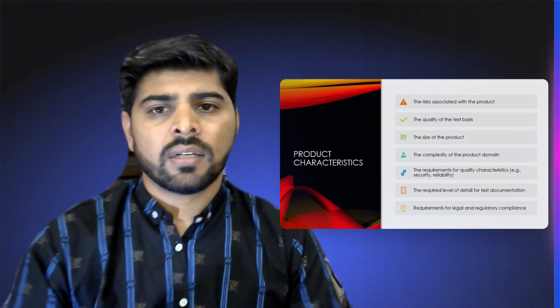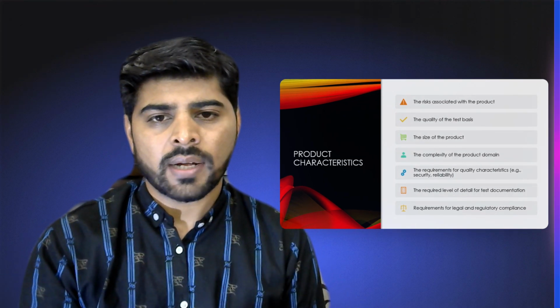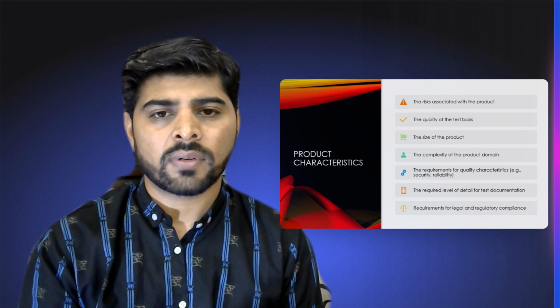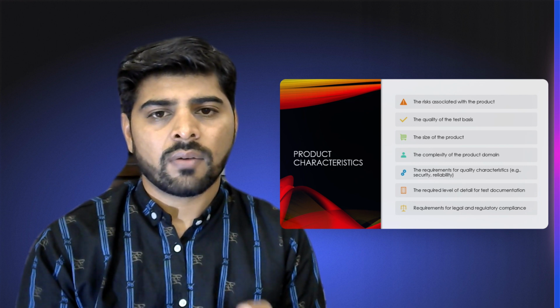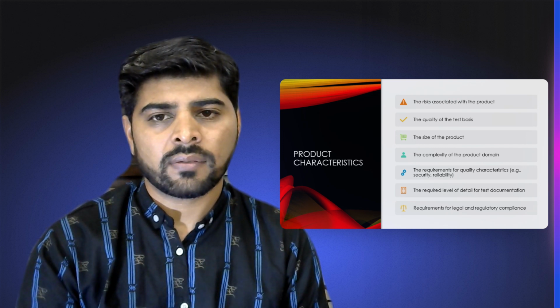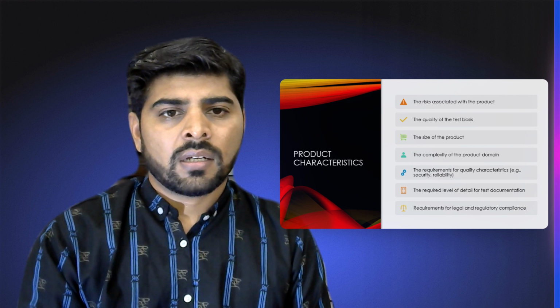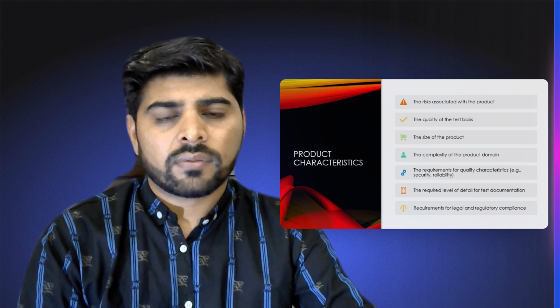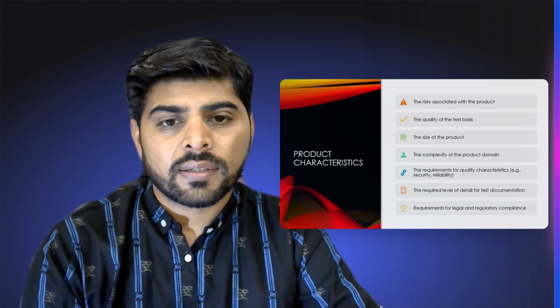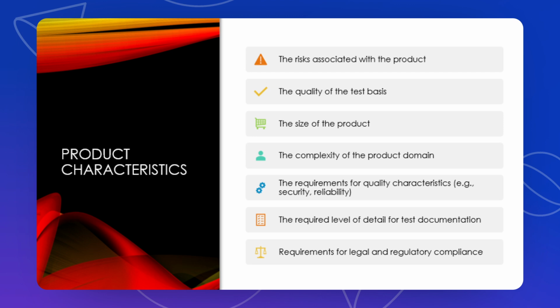So we have product characteristics and project characteristics. The product is the product which we are building for our client. In project characteristics, there is the size of the project, which can be small or big. Then there is the risk associated with the product, the quality of the test basis, the complexity of the product domain, and the requirements for quality characteristics, for example security, reliability, and so on.